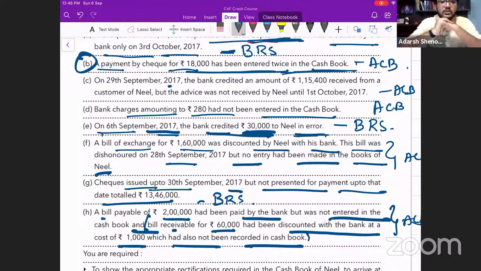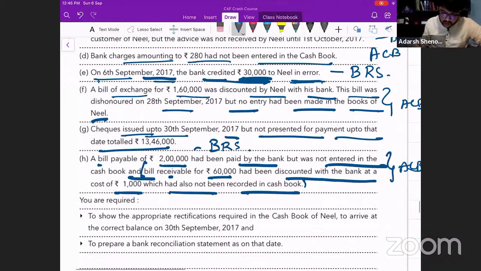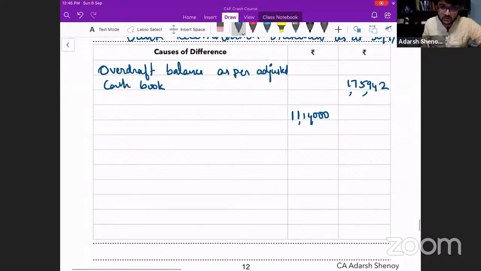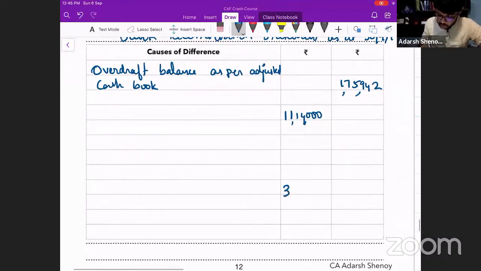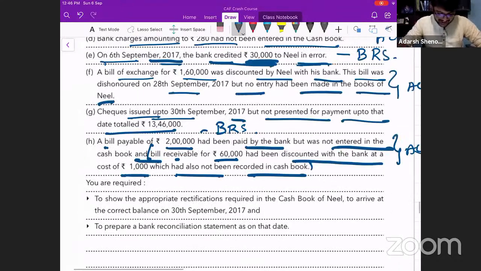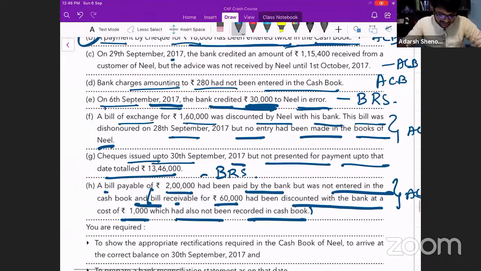Now, can you tell me what should I do? I should reduce. Very good. I should reduce this. How much is the amount? Tell me the correct amount. Don't add one zero. 30,000. So this is to be reduced. Okay. Now the next one.